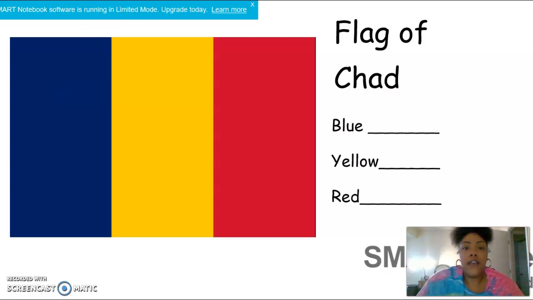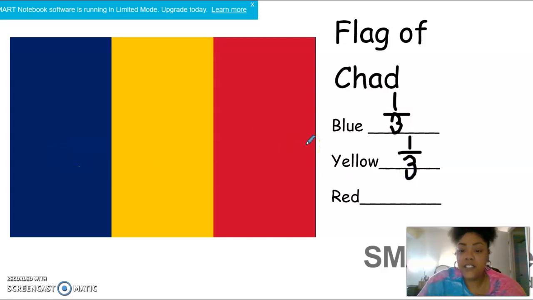So if I'm looking at the blue section, there's only one blue part on this flag. So I know that for my fraction, my top number has to be 1, and then my bottom number will be the total number of parts on this flag. So here I have 1, 2, 3 parts again. So my bottom number will be 3. Now I need to write the fraction for the yellow part of this flag. I only have one yellow part, so that top number will be 1 again, and then the bottom number will be 3 again because the total number of parts on this flag has not changed.